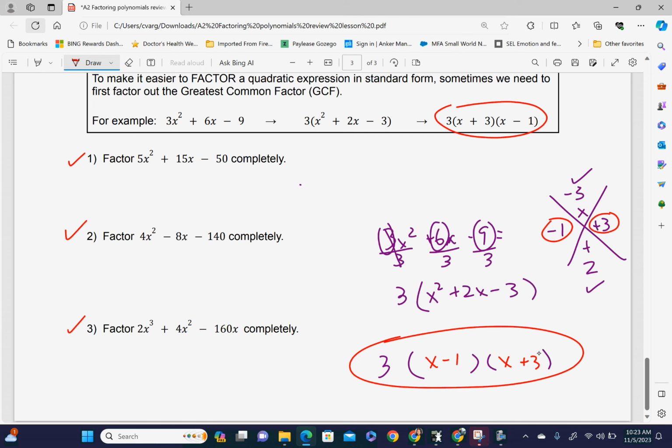So these are three problems that I want you to go ahead and do. All right. Best wishes. Hope this makes sense.